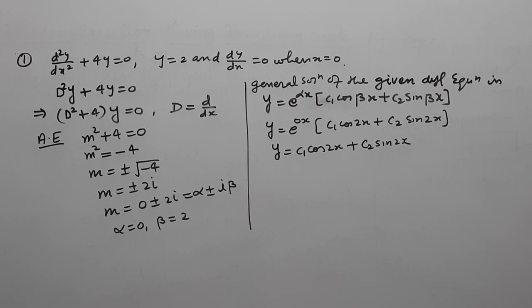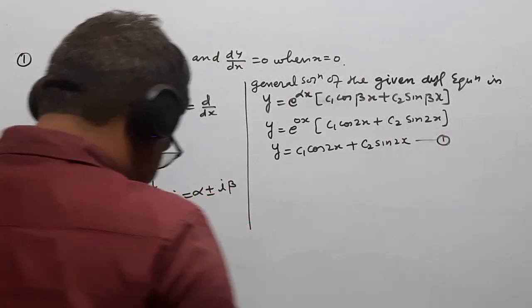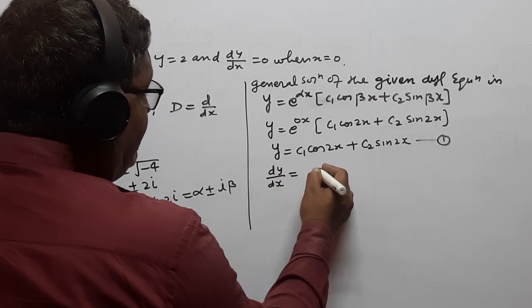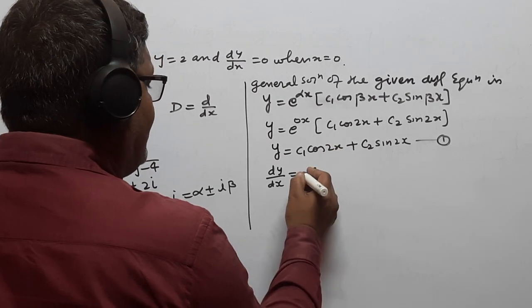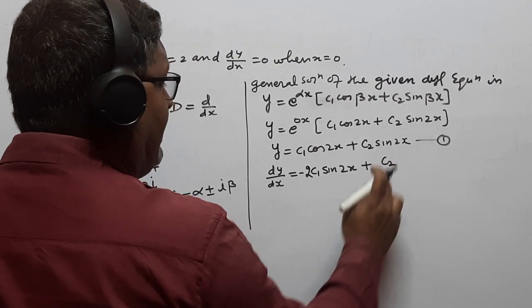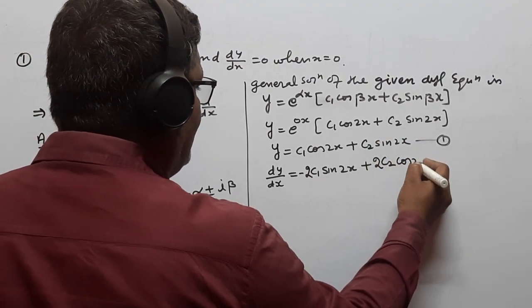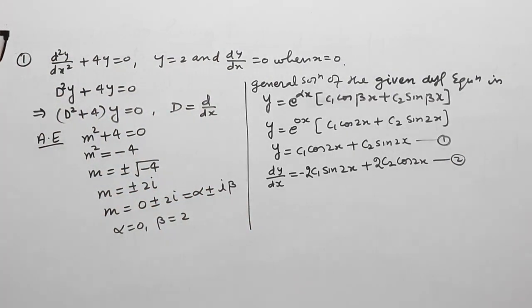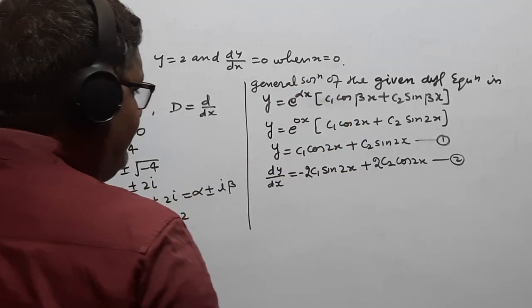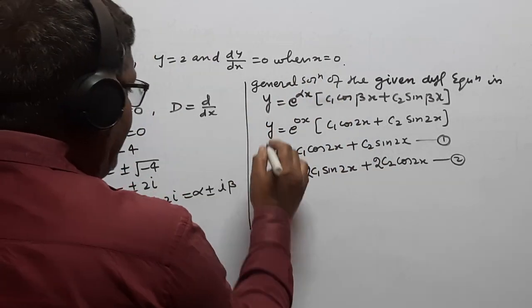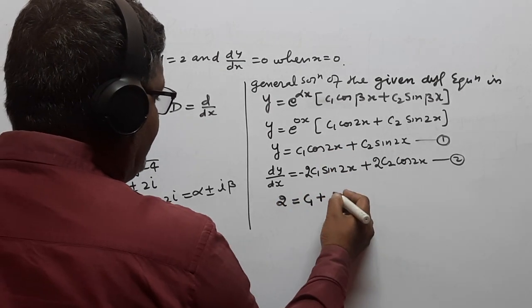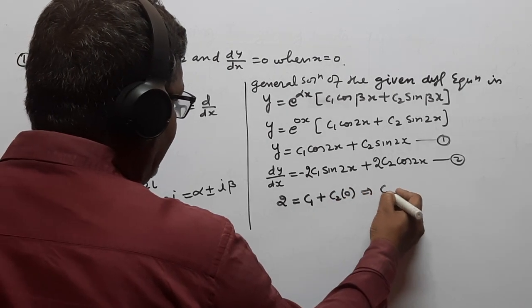Now we put the boundary conditions. Suppose this is 1. Now we differentiate this with respect to x. We get c1 is constant and the derivative of cos 2x is minus 2 sin 2x, and c2 is constant and the derivative of sin 2x is 2 cos 2x. Suppose this is second. Now we put y equal to 2 and x equal to 0 in 1. In place of y we put 2, in place of x we put 0, so cos 0 is 1 and sin 0 is 0. So we get c1 is equal to 2.